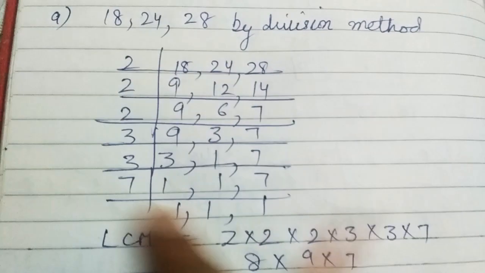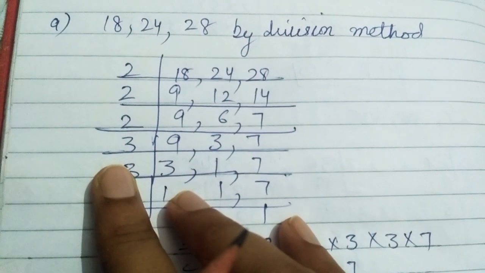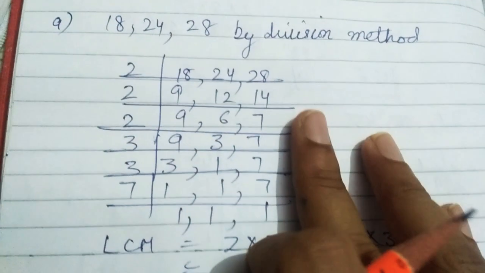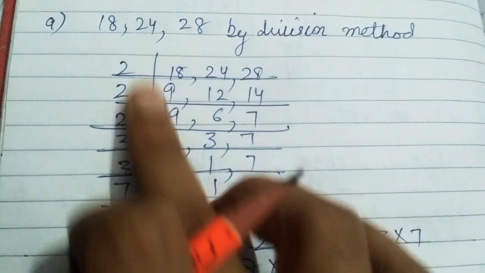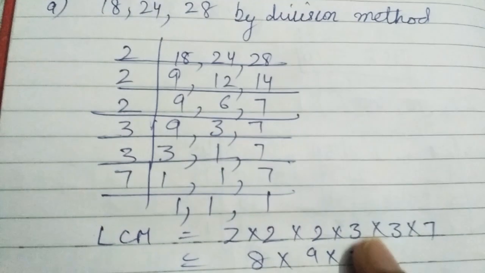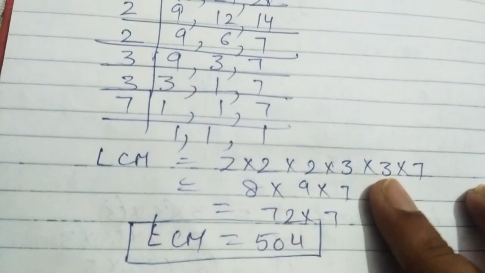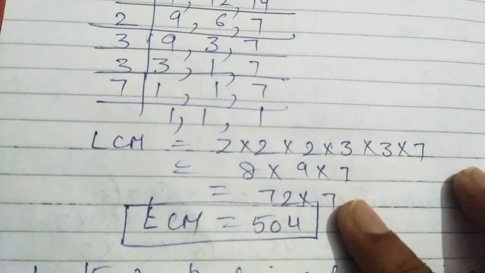So first of all you will write like this, and then you will take out the LCM using this method by first taking the prime numbers and then doing like this, and then by multiplying these numbers in the last, you will get your LCM. So the answer will be your 504.